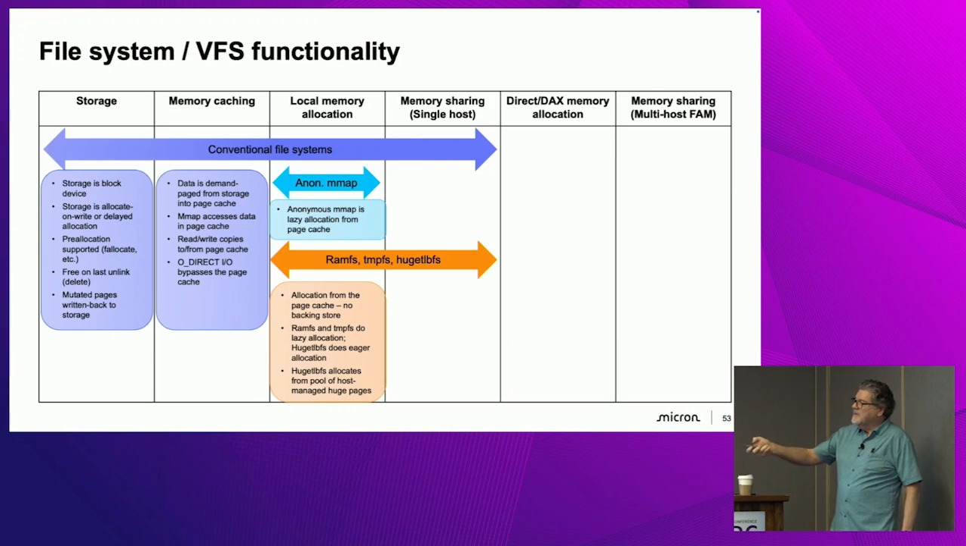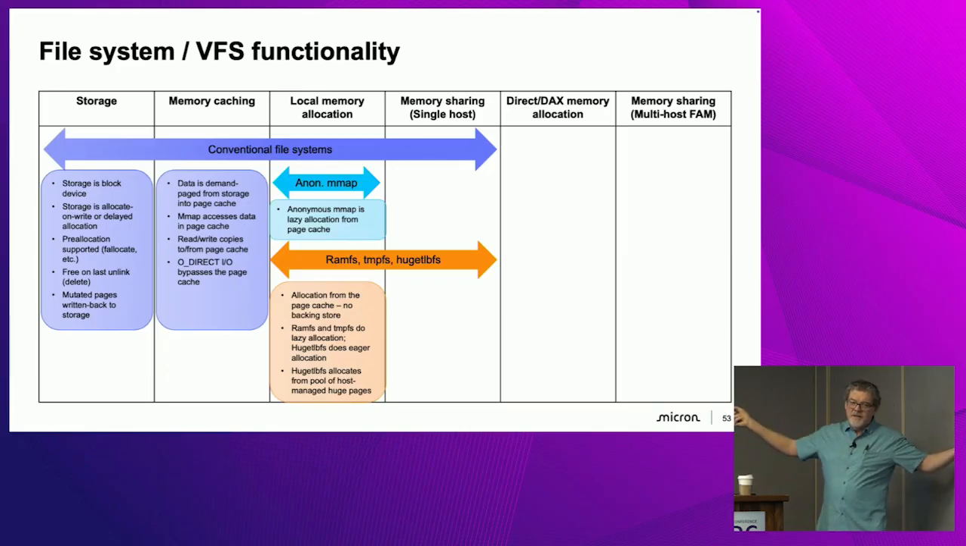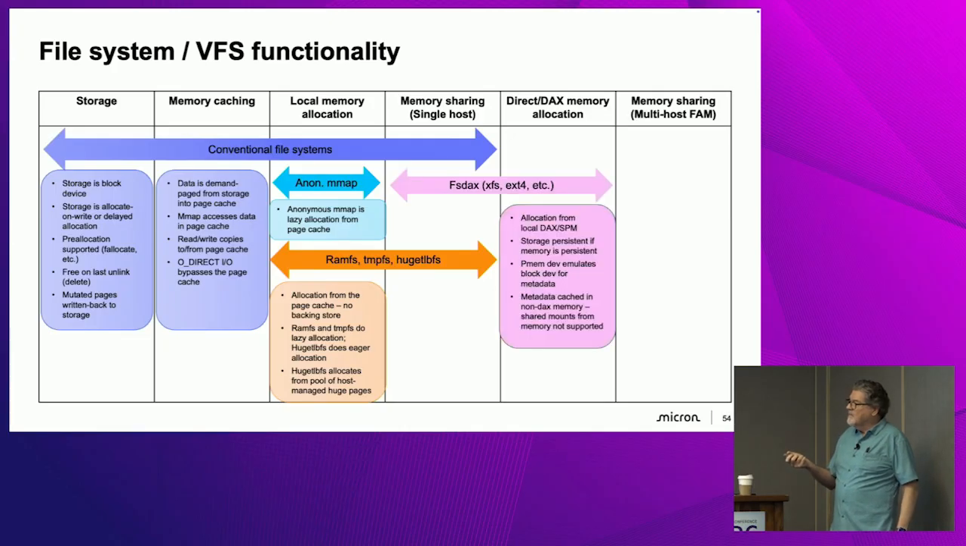So then RAMFS, TmpFS, HugeTLBFS, those are just memory allocation and memory sharing because they don't have a backing store. You can have a file system without a backing store. In a sense, FamFS is that because the backing is memory. So then you get to FS DAX. This was originally done for PMEM. And in FS DAX, the file system is providing memory sharing and DAX memory allocation.